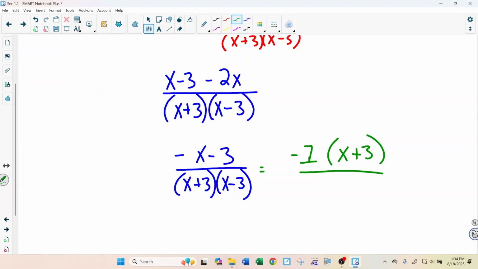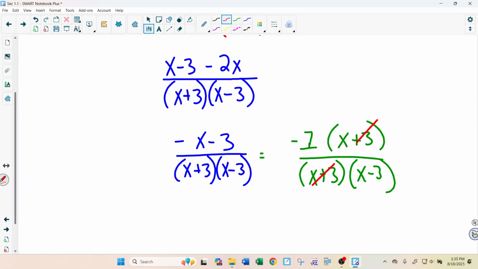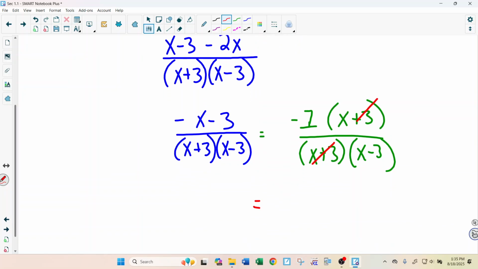And if you need a second, you can look at that and think about if you multiplied that -1 back through, how those are equal. Now I have x plus 3, x minus 3, and we can see that the x plus 3's cancel, so our final answer is -1 over x minus 3. So we're dealing with getting common denominators, we're dealing with factoring, we're dealing with simplifying.